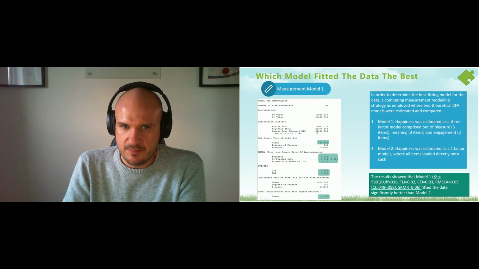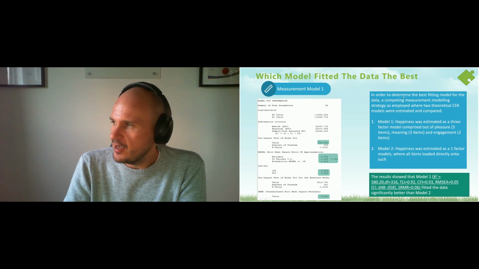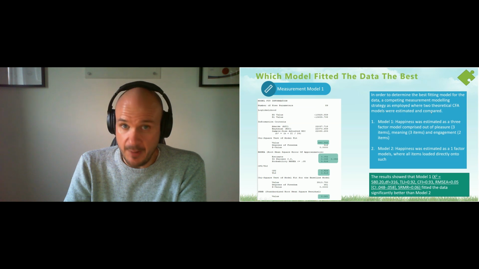But how do we interpret this? So there's two things we have to do. We always have to describe our model. So this is kind of the first thing that we would write. We'd say in order to determine the best fitting model for the data, a competing measurement modeling strategy was employed, where two theoretical confirmatory factor analytic models were estimated and compared.